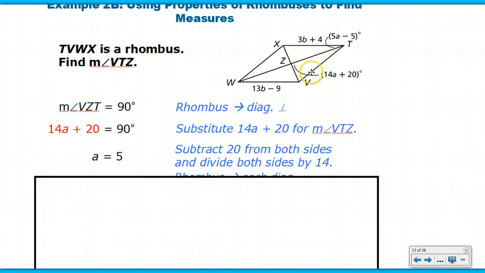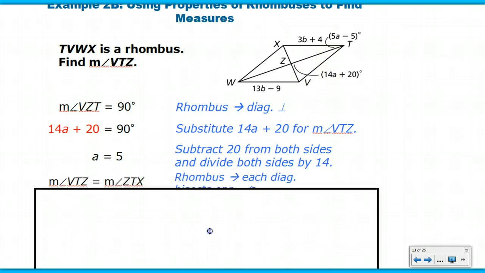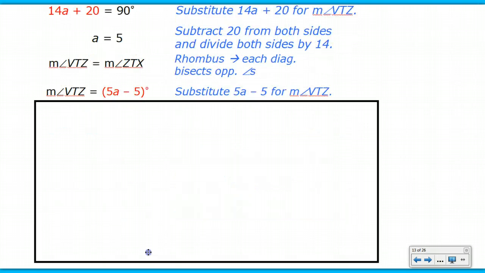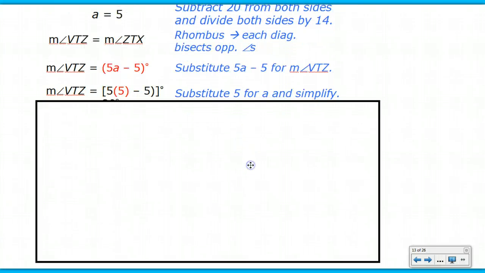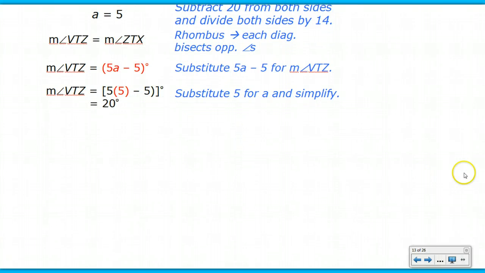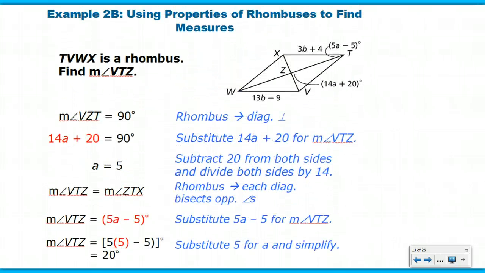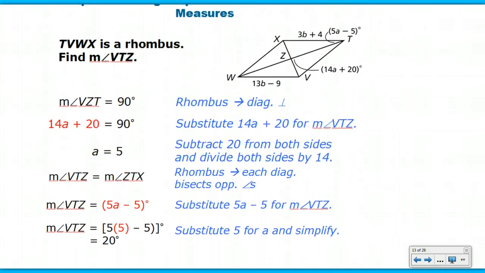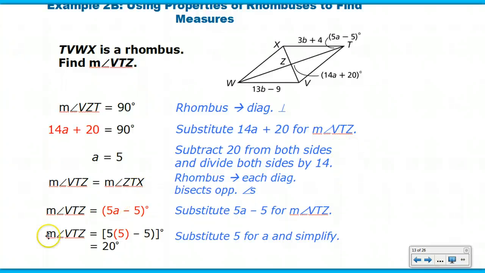So if we're going to find our angle, we can state that, again, the angle VTZ equals the measure of angle ZTX, as I said. So let's go ahead and substitute that expression. And we'll substitute our known value A, right? And what do we have? We have 20 degrees. Good job. So the missing angle is 20 degrees.